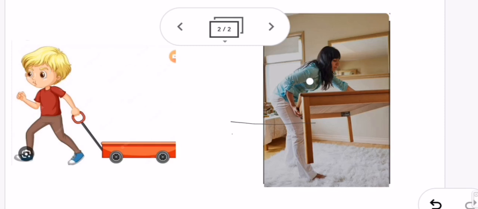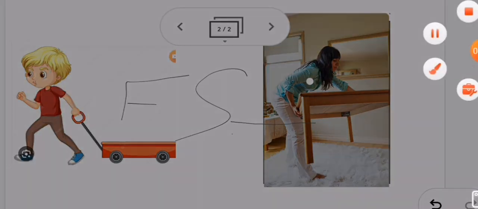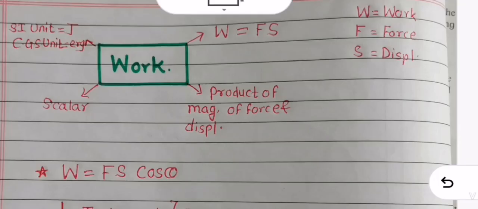So how do we define work? Work is said to be done when force is applied to an object and it causes the displacement of the object, then we can say that work is said to be done. Now we are going to see work.